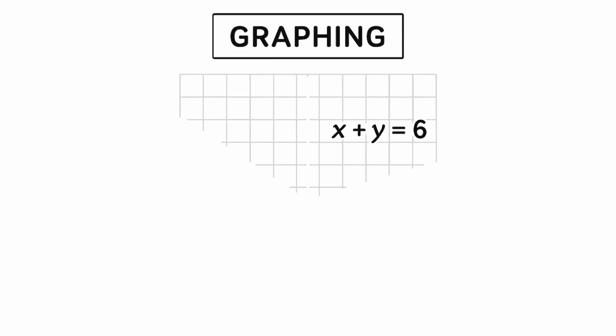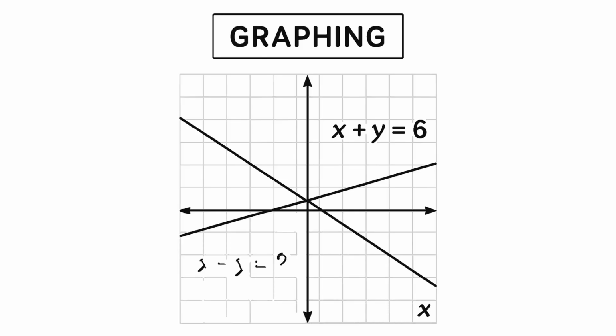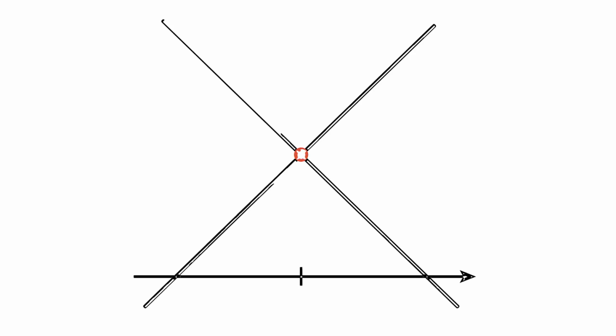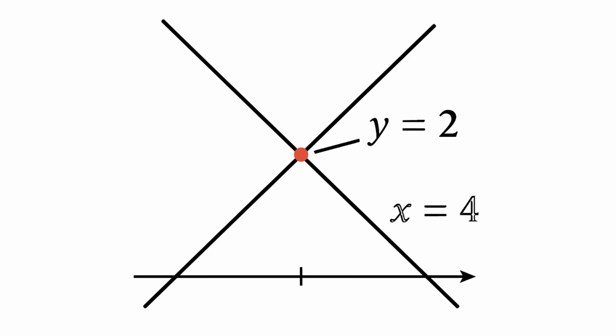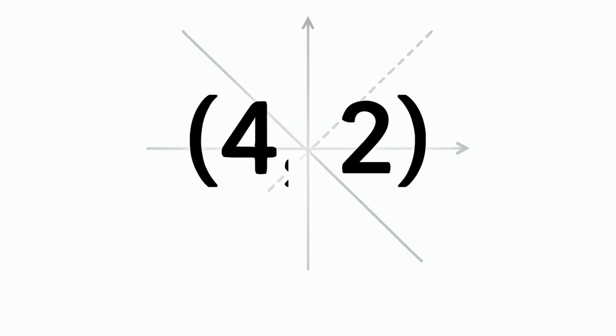Let's start with graphing. Imagine you have the system x plus y equals 6 and x minus y equals 2. If you graph both of these lines on the same coordinate plane, they'll cross at one point. That intersection is the solution. For this system, the lines meet at x equals 4 and y equals 2. That pair, 4, 2, makes both equations true.